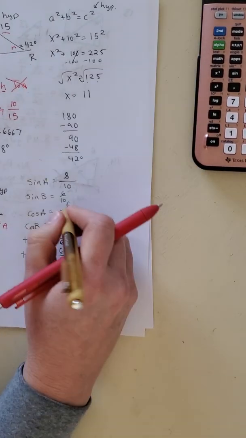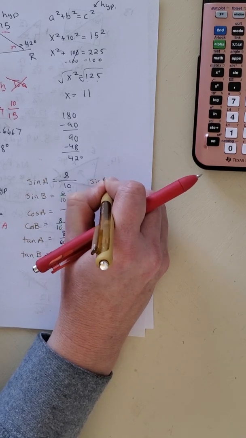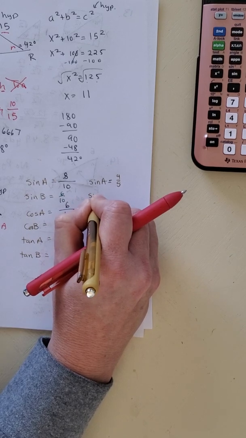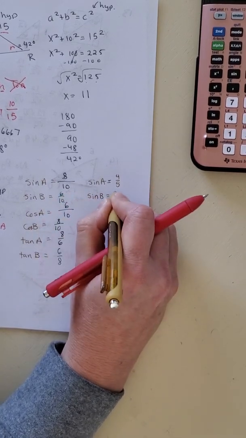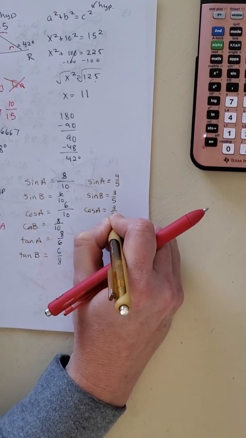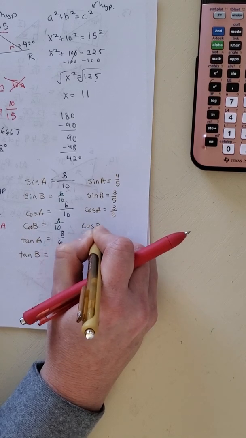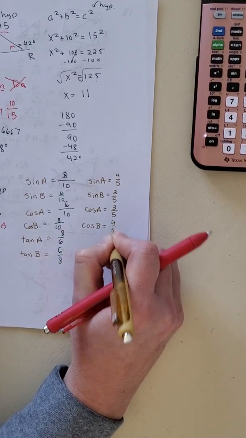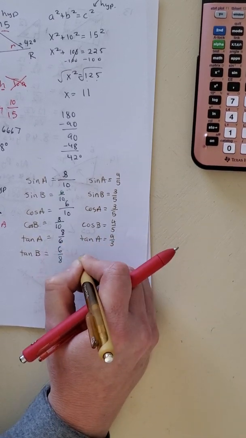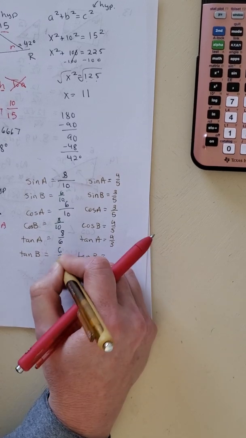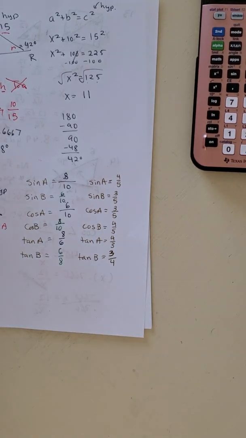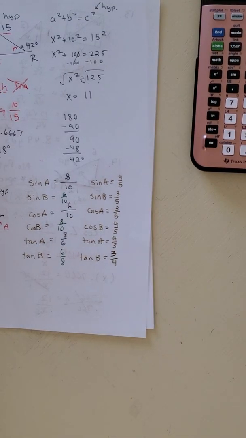All right, I'm going to go ahead and reduce each of these. So sine A equals, divide by 2, that's 4 over 5. Sine B, divide by 2, it's 3 over 5. Cosine A, divide everything by 2, 3 over 5. Cosine B, divide by 2, that's 4 over 5. Tangent A, divide by 2, that's 4 over 3. And tangent B, divide the top and bottom by 2, that's 3 over 4. And those are all 6 of the ratios.